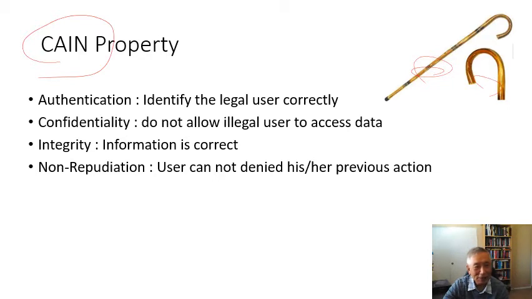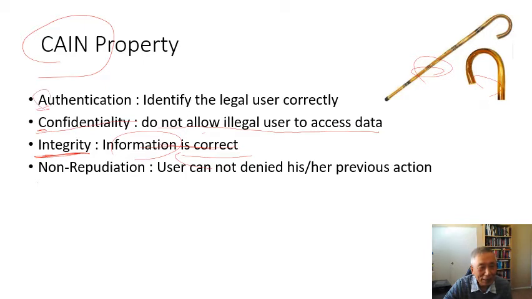It looks like "cane," but that's just the pronunciation. It's an acronym for CAIN. The confidentiality and the integrity are the same. Confidentiality means do not allow illegal users to access data, and integrity means the information is correct, not changed, altered, or corrupted. It's like food that got corrupt over time and you cannot eat it. Same idea: the information got somehow degraded into the wrong form, then the data is useless.